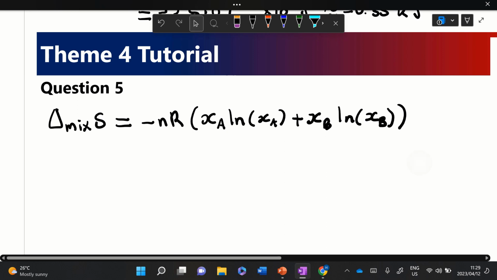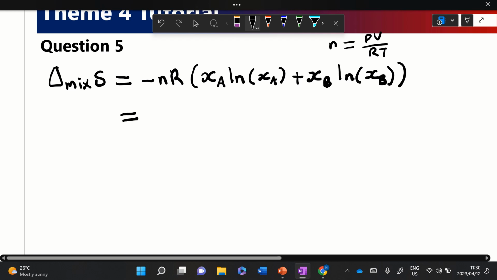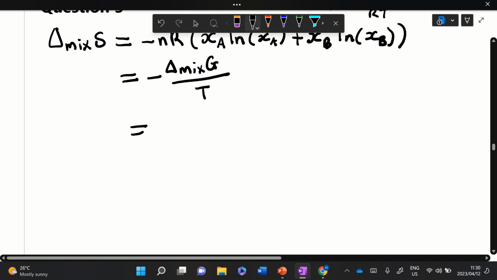I think I misspoke earlier about not being able to calculate the number of moles, but you can calculate the number of moles, so n is equal to PV over RT. You have enough information to do that. Or we also know that delta S mix is equal to minus the Gibbs energy of mixing divided by T. I think that will just be a quicker route. So go check yourself. So then we just plug this in.